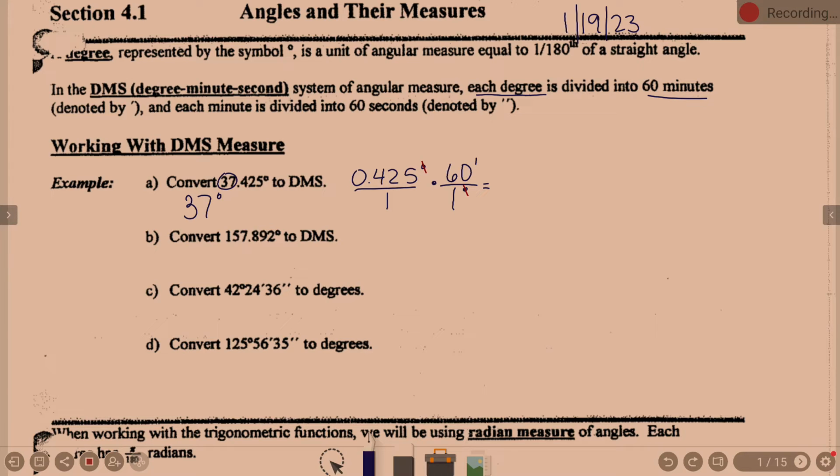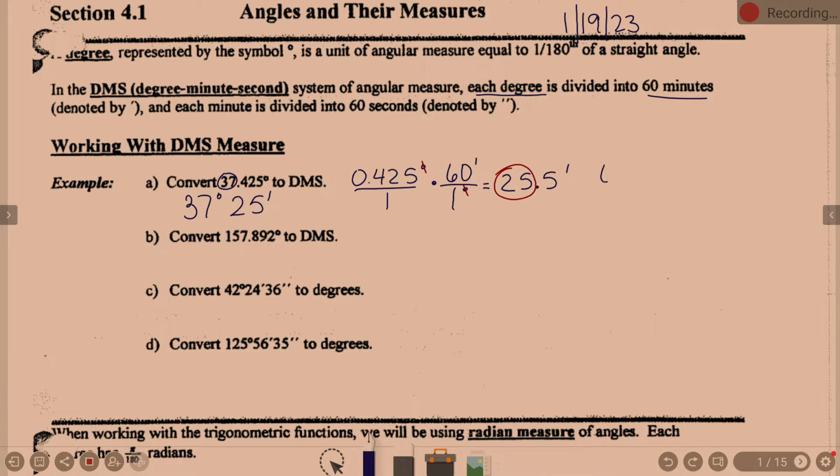0.425 times 60 is what? 25.5. And at this point, this is 25.5 what? Minutes. So, what do I know towards my answer right now? 25. Okay, but we're trying to go to minutes and seconds, so this is 25 minutes. So far we know 37 degrees, 25 minutes. Now, you can probably use some logic here and figure out the seconds, but I want to talk mathematically. How do we do it when it's not an obvious 0.5?